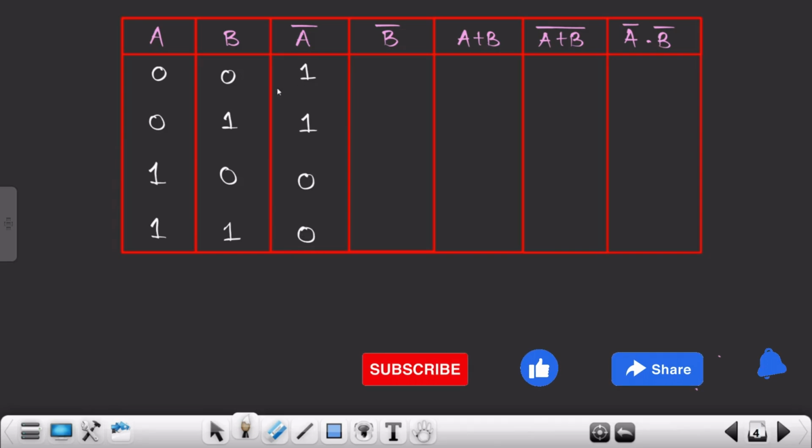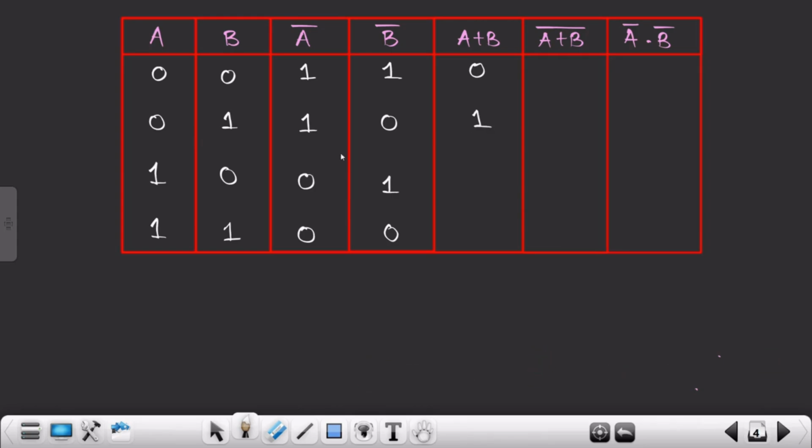Now a similar case will happen with B. Since we are taking the complement or negation of B, it's one and the same. So the values at B are 0 1 0 1, right? So B bar would be 1 0 1 0, just the inversion of whatever values are present at B. Now we need to add these two values, that is A plus B. So 0 plus 0 is 0, 0 plus 1 is 1, 1 plus 0 is 1 again, and 1 plus 1 is again 1.